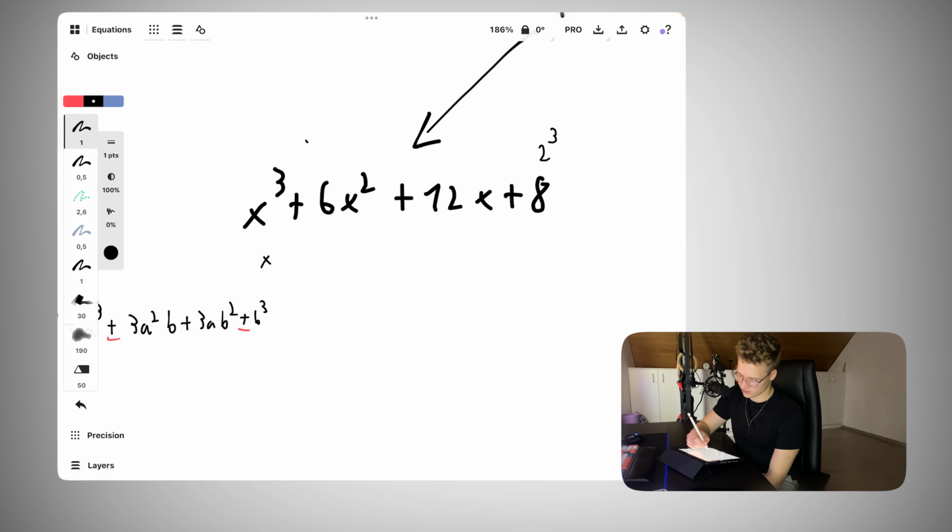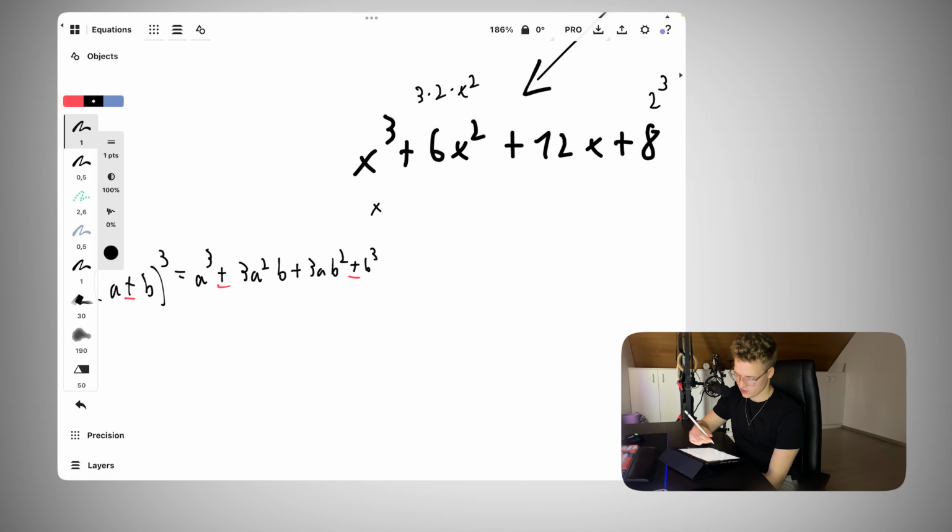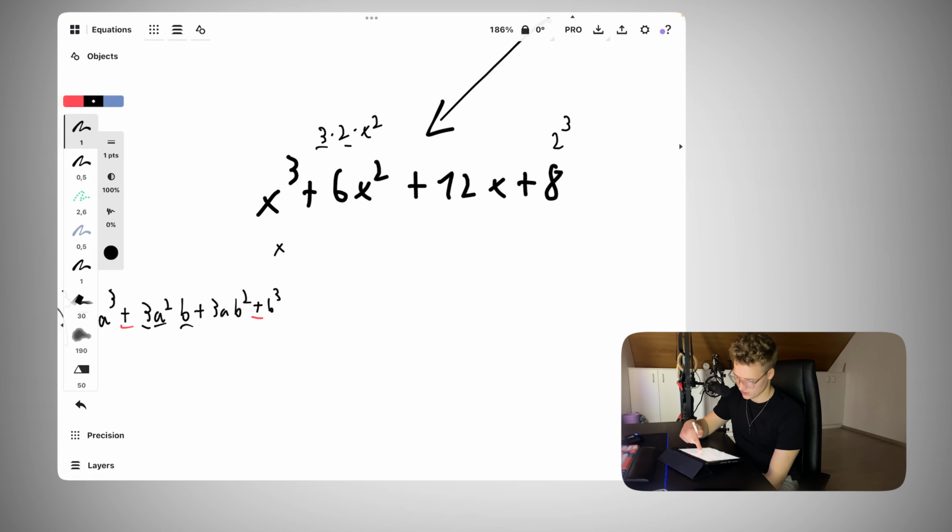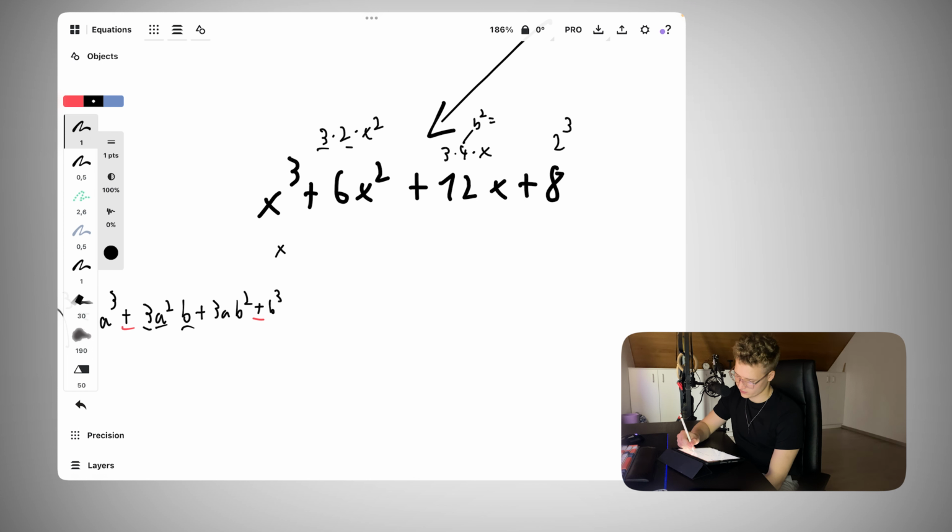And if we check, so this should be 3 times 2 times x squared, which is cool because we have 3, and we have a squared, which is our x squared, and we have b, which is our 2. Here we have 3 times 4 times x, so this is our b squared, which is our 2 to the power of 2. And yeah, the formula fits, so x plus 2 to the power of 3.